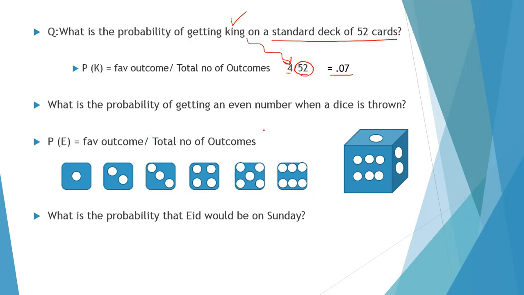What is the probability of getting an even number when a dice is thrown? There are 6 possible outcomes and the total number of favorable outcomes is 3. 3 over 6, 0.5. 0.5 means 50%, and you can see that even numbers are half the number of total outcomes. What is the probability that Eid would be on Sunday? We are interested in days of the week. How many days are there in a week? 7. And our favorable outcome is Sunday, so 1 over 7, 0.14.